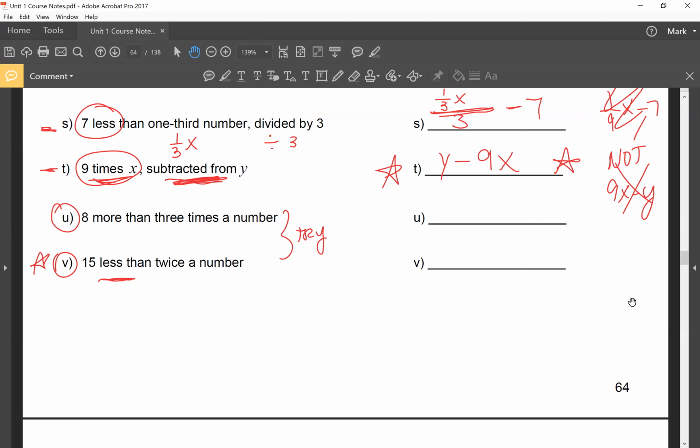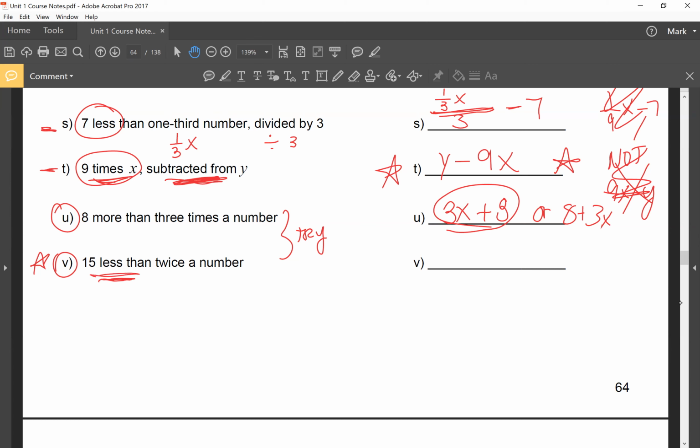So question U, 8 more than 3 times the number. That's pretty easy, 3x plus 8. You could say 8 plus 3x, that's fine. When you add numbers, the order of addition doesn't actually matter. But I would prefer you wrote 3x plus 8.